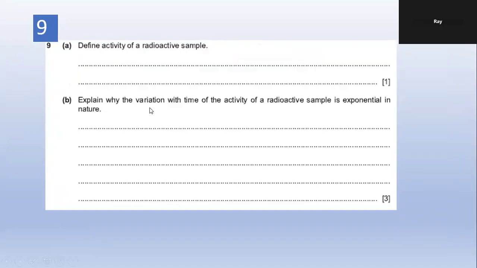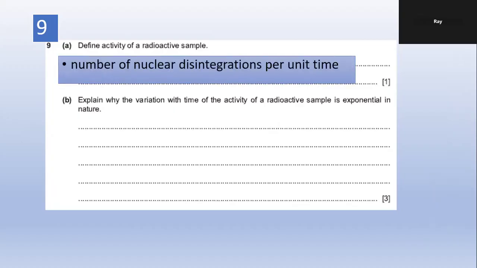Define activity of a radioactive sample. It is the rate of disintegration, the number of nuclear disintegrations per unit time.